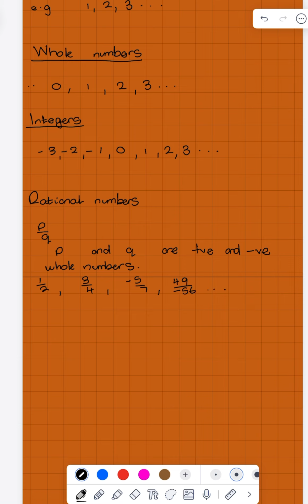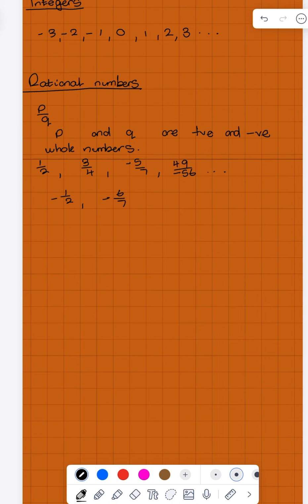So as long as the numerator and the denominator are either positive or negative whole numbers, or even just a number like -half, -6/7, it's also a rational number.